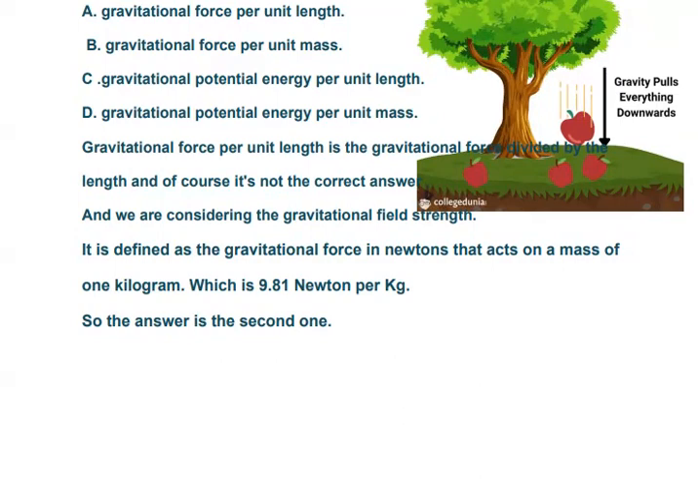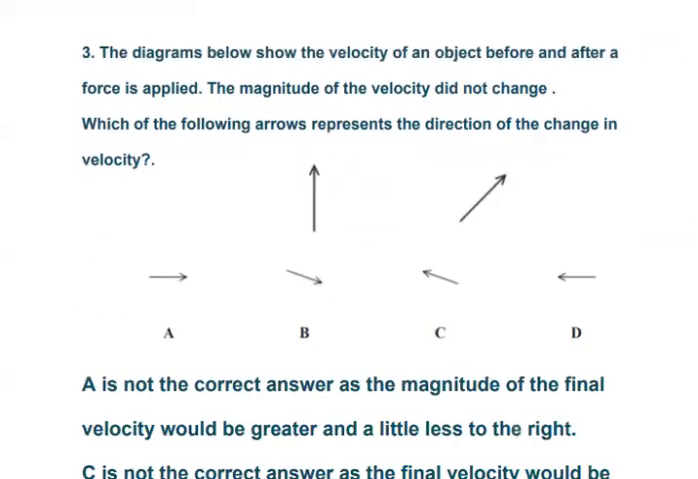Question 3. The diagrams below show the velocity of an object before and after a force is applied. The magnitude of the velocity did not change. Which of the following arrows represents the direction of the change in velocity?